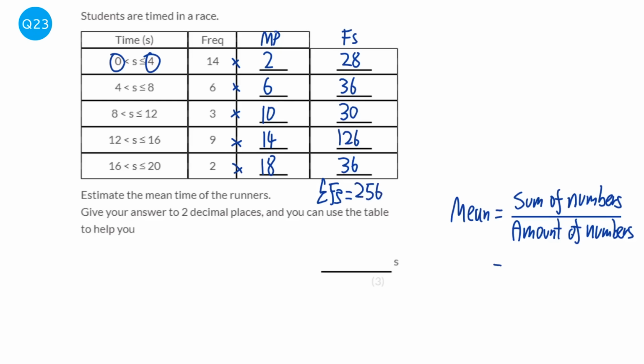Now, that will give us the sum of numbers. So we're going to put that into our working out now. And we need to find out how many numbers there are. Well, the frequency column will tell us how many numbers there are. So we're just going to add all of those up together. So we're going to find the sum of the frequency, which is 14 plus 6 plus 3 plus 9 plus 2, which is 34. And when we do 256 divided by 34, we get 7.529 and so on.